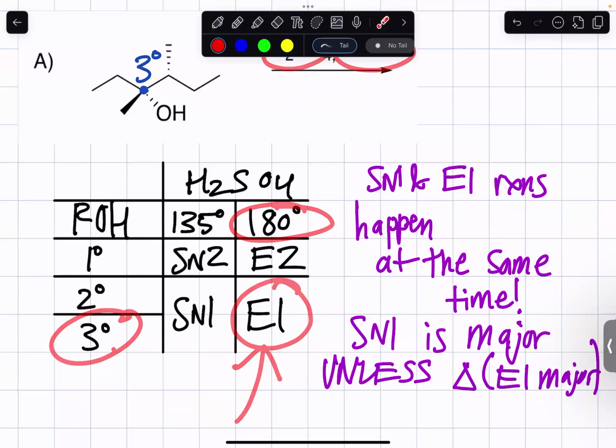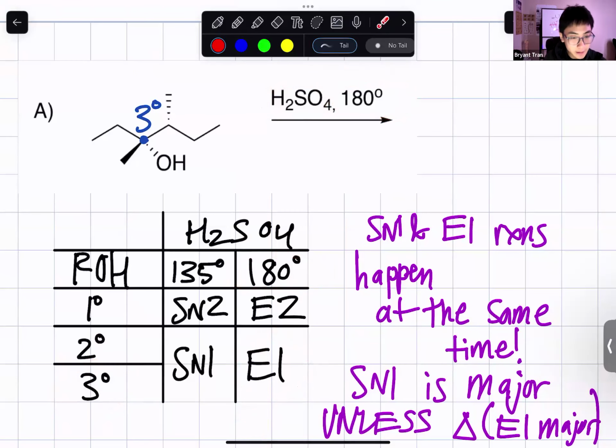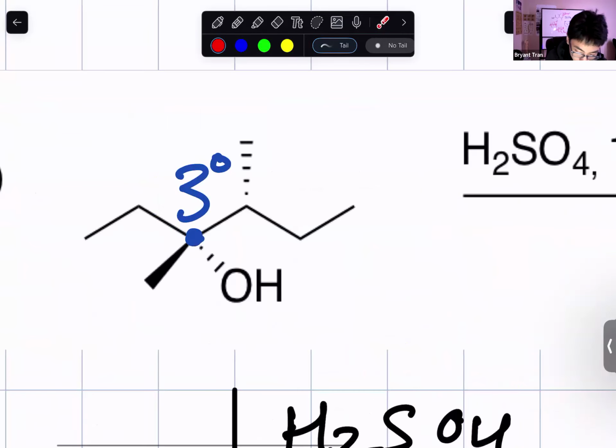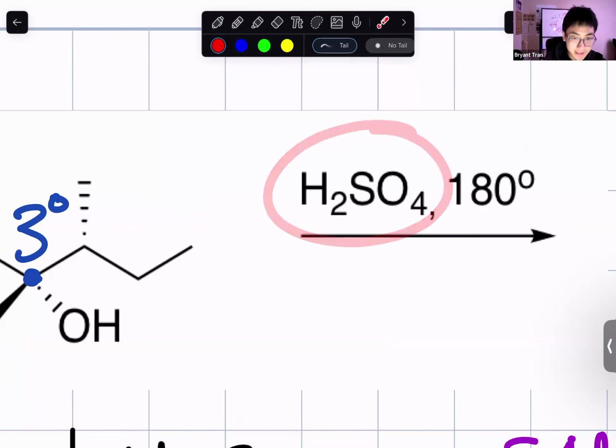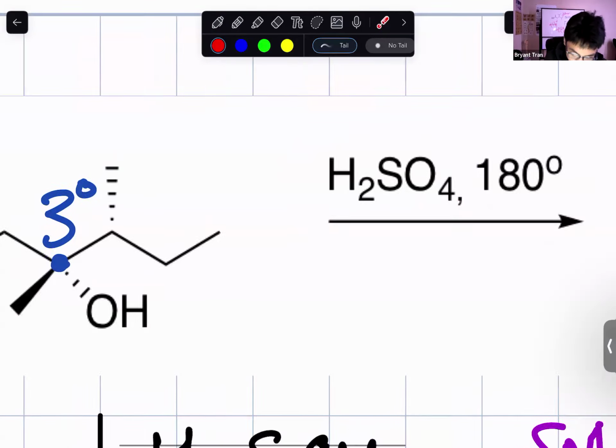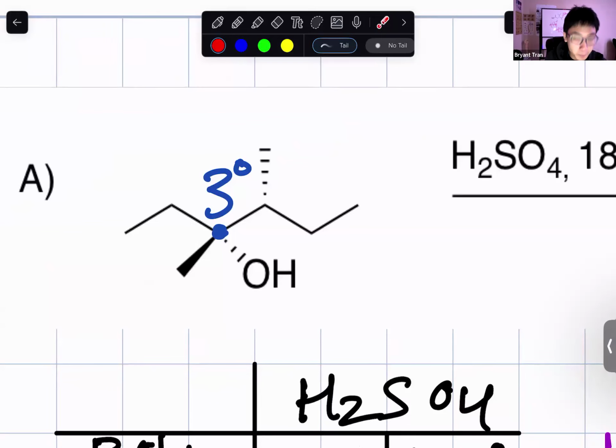But in all of the SN2, SN1, E1, E2 reactions, their commonality is that they all require a good leaving group. Right now, we have no good leaving groups present here. This alcohol is a bad leaving group for now. Consider this OH as a bad leaving group. But you notice how we have a strong acid here, sulfuric acid. That strong acid is going to protonate this alcohol right here.